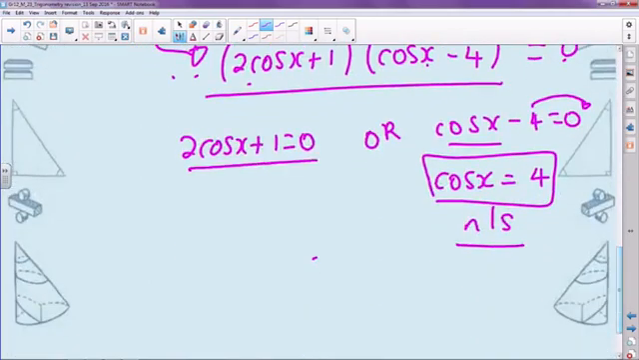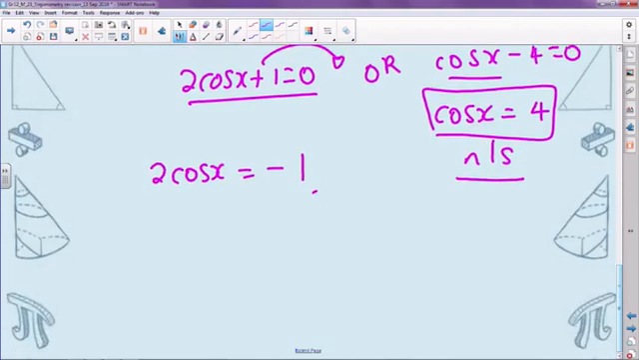Okay? Let's go back to that side. We've got 2 cos x plus 1 equal to 0. I'm going to take the plus 1 over to the right-hand side, so it becomes minus 1, just as you would in any linear equation. Divide both sides by 2, so you get cos x is equal to negative a half.